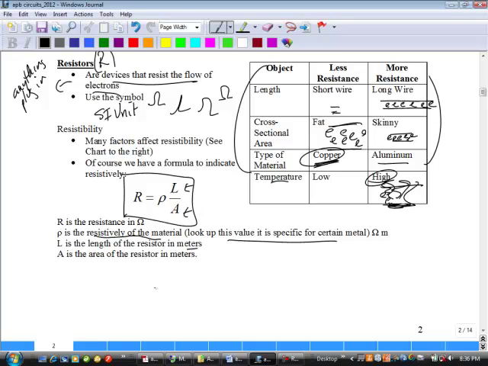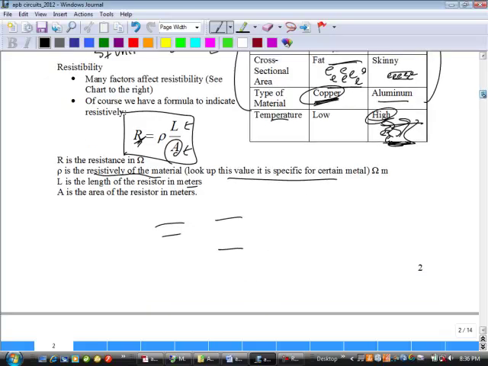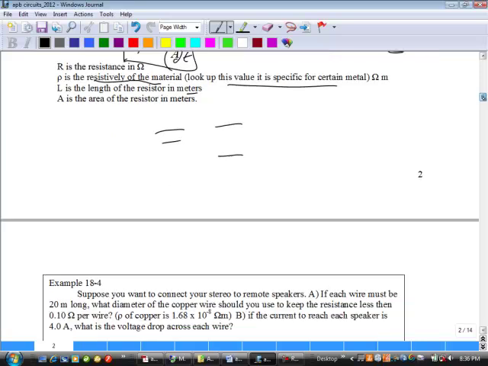Several different AP problems draw a bunch of different resistors, and ask which one has the greatest resistance. And every once in a while you'll have to apply this formula. They love to say, if the radius doubles, what happens to the resistance? And so make sure you know how to apply that. You'll have some practice on some internet homework with using this equation.